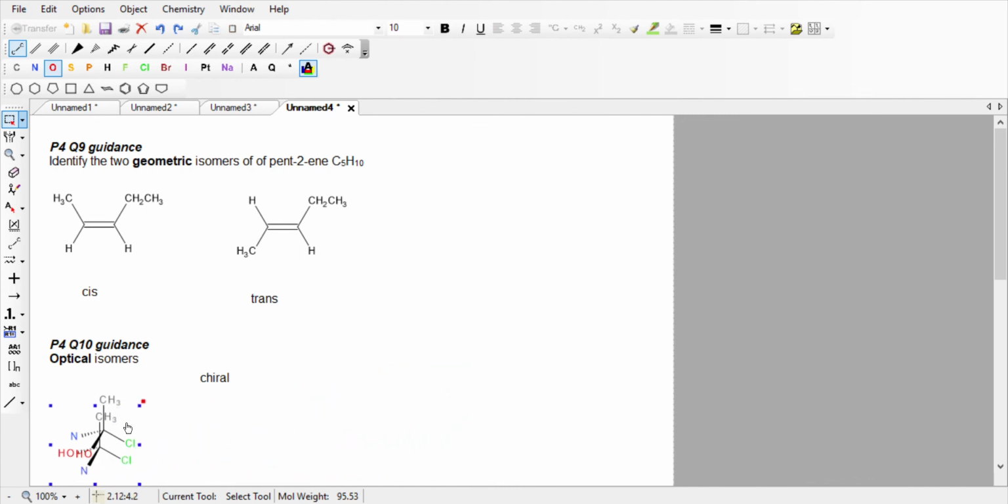If I tried to overlay them, I can get the chlorine and the CH3 to match up, but the N and the O will never match up. And any way I rotate them in 3D space, that will be the case. They are different molecules. So that would be your last example.